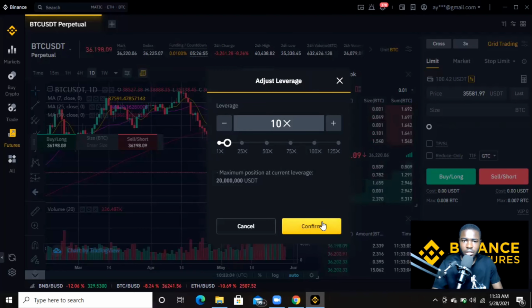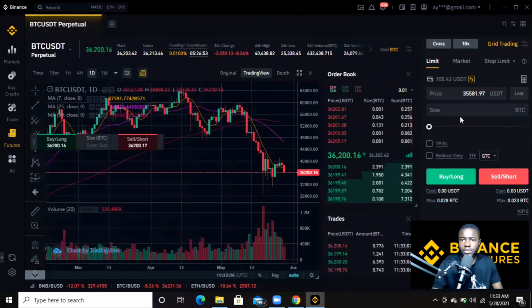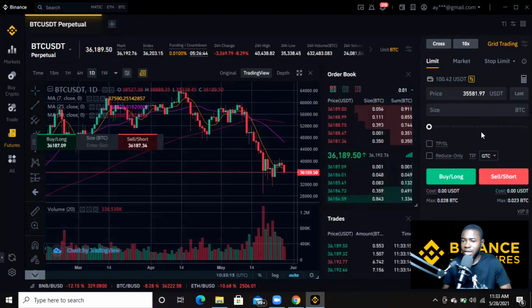I would advise that if you are new to futures trading, try to limit your leverage to 1 to 5x, because the higher your leverage, the higher your risk. That's one very important thing to note when it comes to Binance Futures and futures platforms in general. If you are new to futures and you really haven't gotten the hang of the platform, do ensure that you limit your leverage until you understand the platform properly.